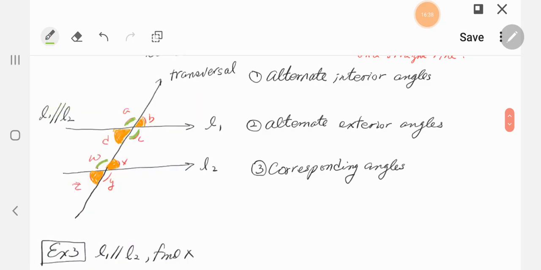Then let me draw this. A and C are same, and C and W are also same, and W and Y are same. They are same angles. So actually there are two different angles, the green angle and the orange angle, right? And there are names for this.